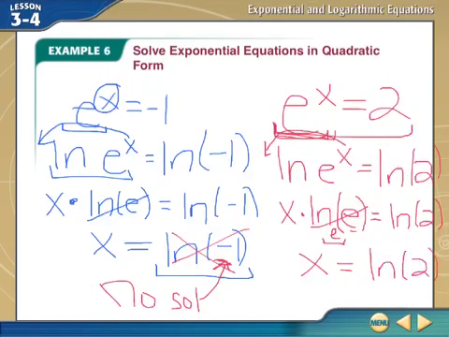So on my calculator, I'll go ahead and evaluate natural log of 2. And I get an x value of 0.693. Now, there was no solution to our first part here, so this was like an extraneous solution. X equals 0.693 is our actual solution to this problem.